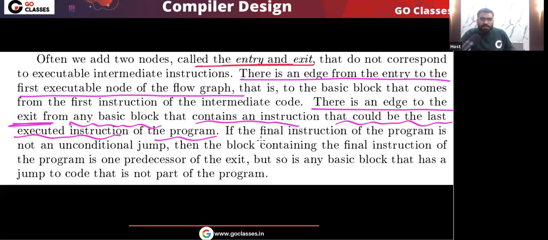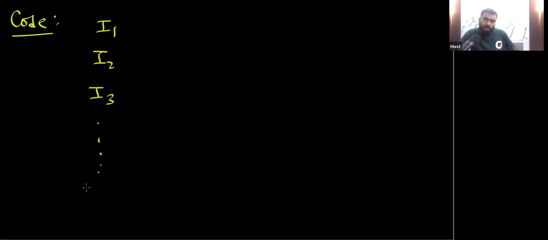Is this clear? For example, if the final instruction is an unconditional jump, let's assume this is your function with I1, I2, I3, and so on. And let's assume the last instruction, I15, is an unconditional jump: go to I3. This is the last instruction.